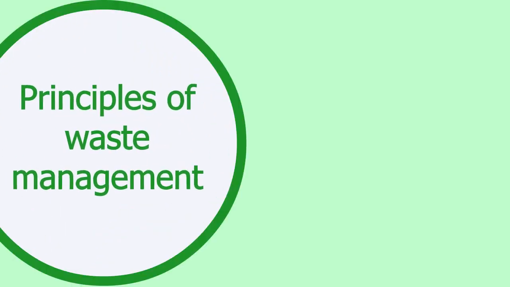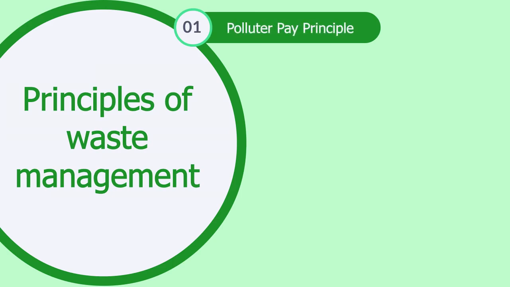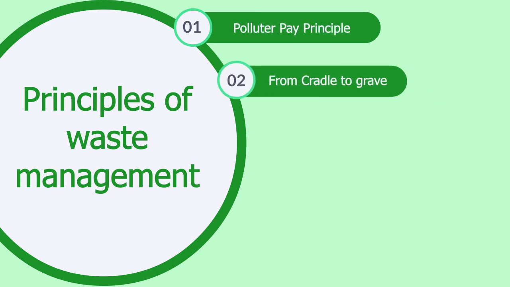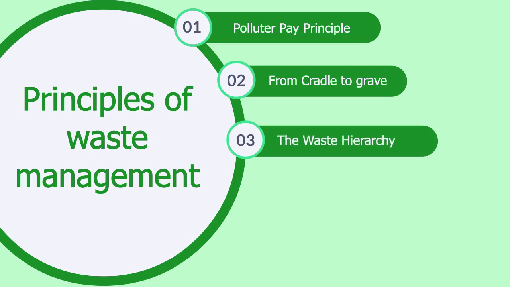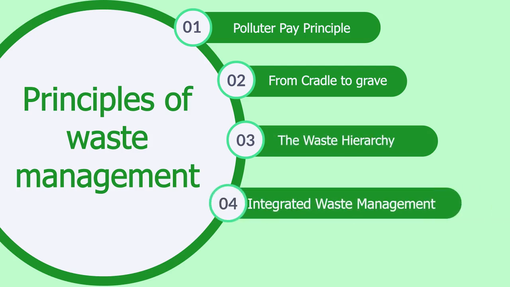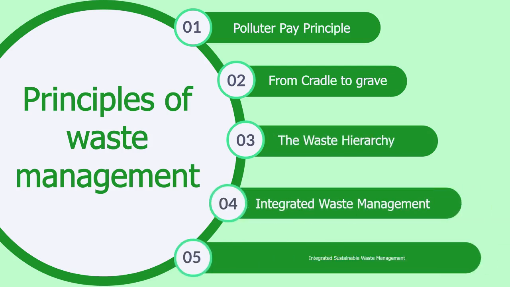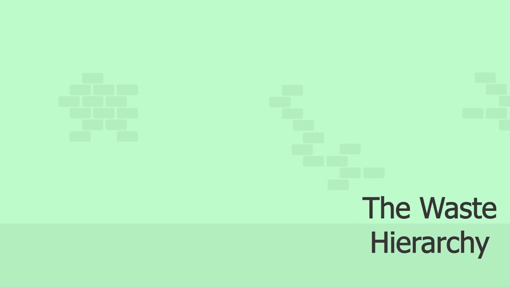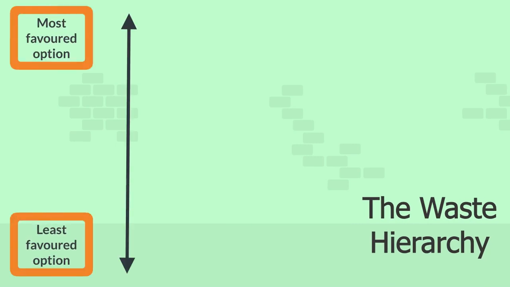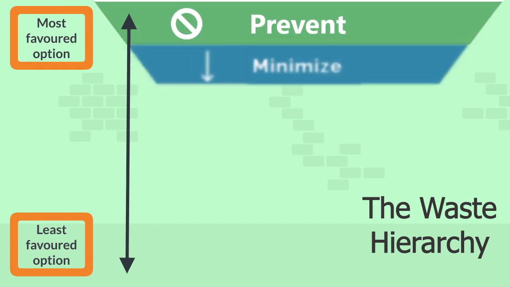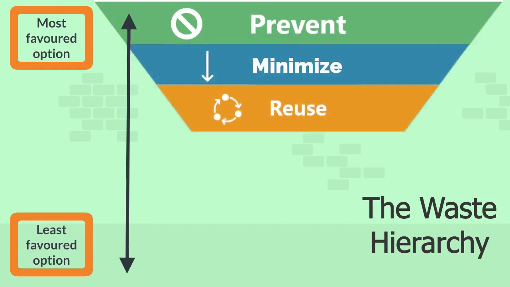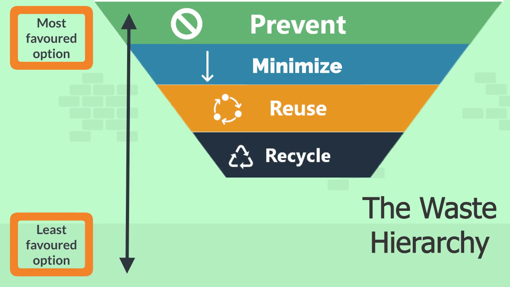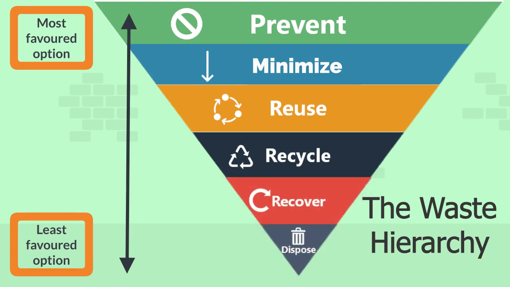Principles of waste management include the polluter pays principle, from cradle to grave, the waste hierarchy, integrated waste management, and finally, integrated sustainable waste management. The waste hierarchy, from the most favored option to the least favored, is: prevention, minimization, reuse, recycling or upcycling, energy recovery, disposal.